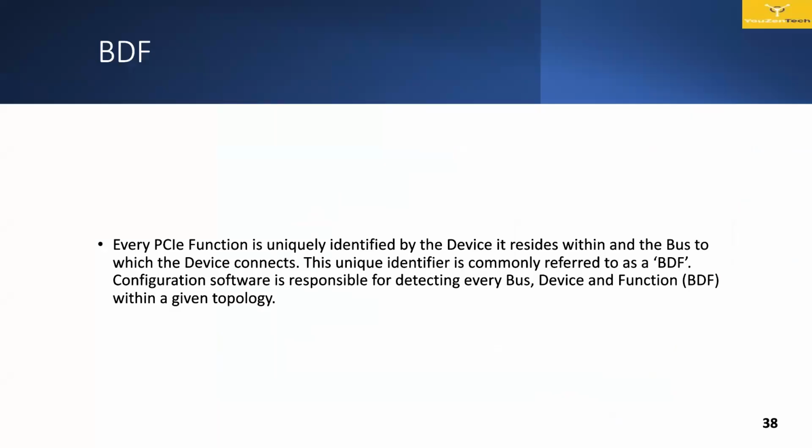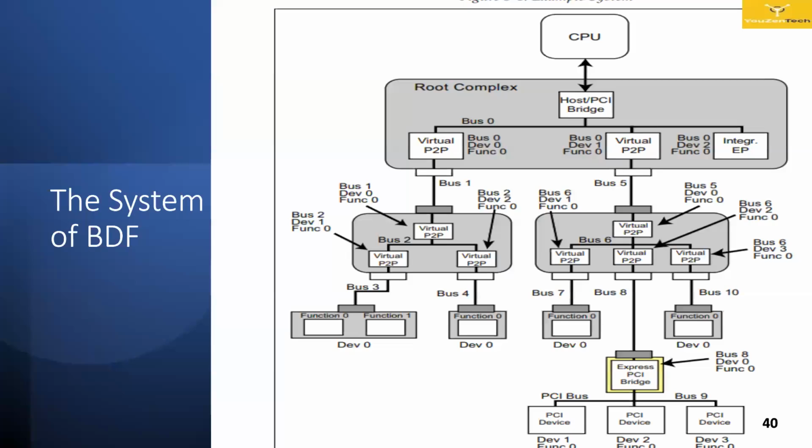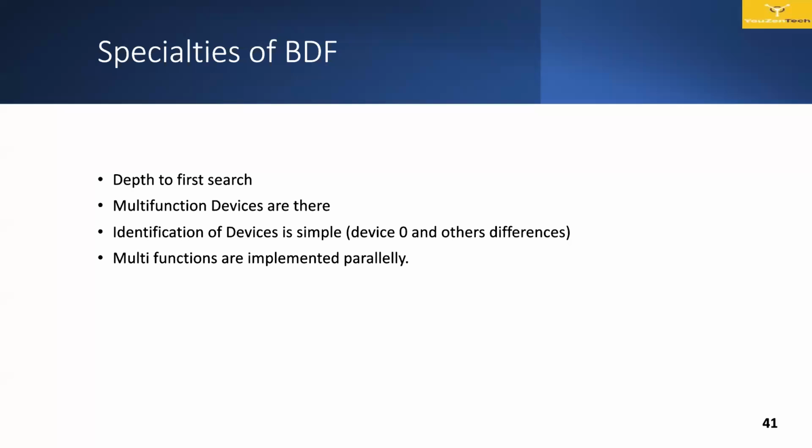Okay, so this is the meaning of the BDF: bus number, device number, function number. So how is the BDF assigned? During the enumeration process, the device driver or the software is going to assign this bus number, device number, and function number to each device.